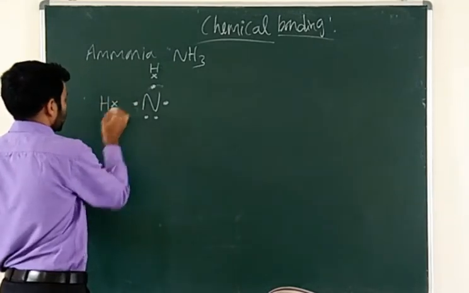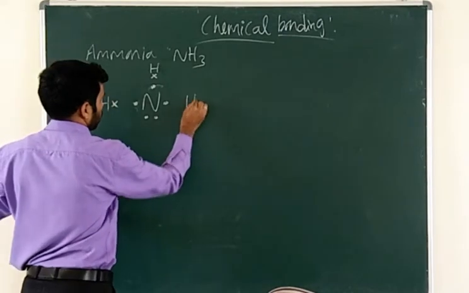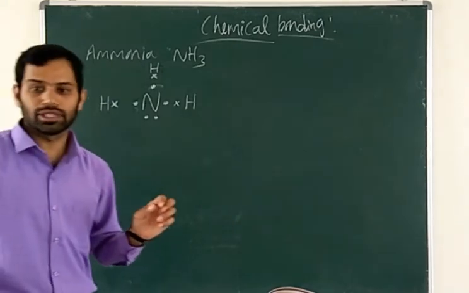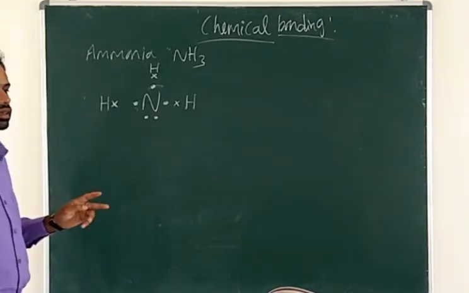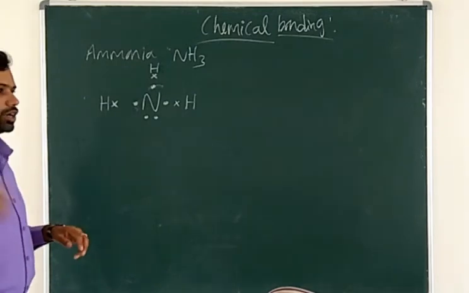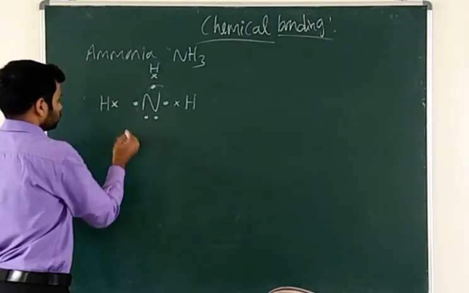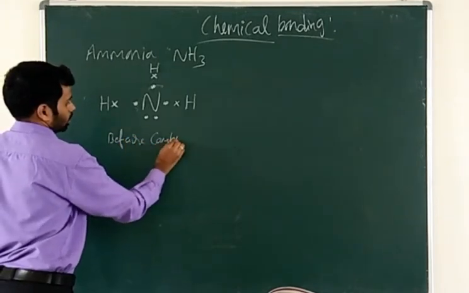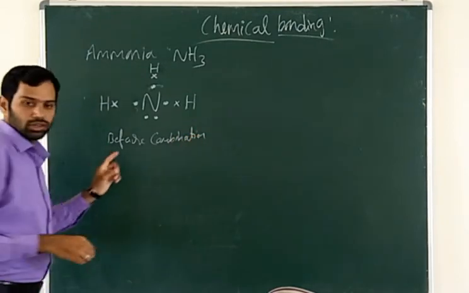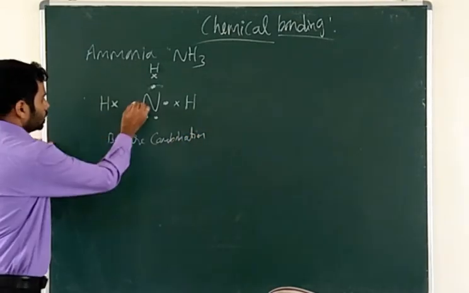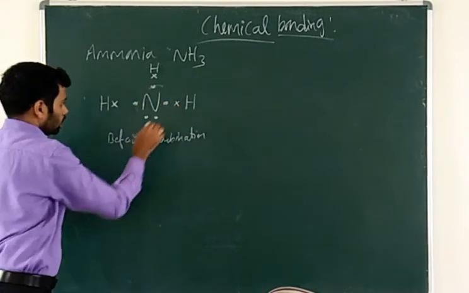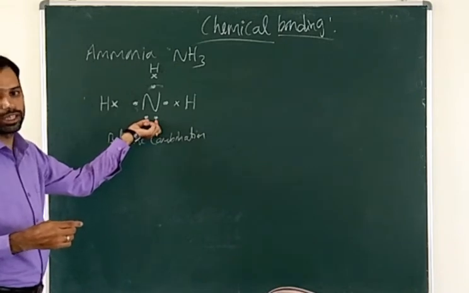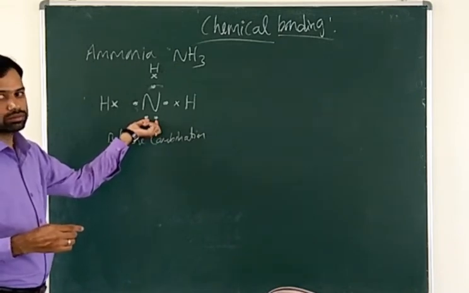How many hydrogen atoms are there? 3 hydrogen atoms. So this is before combination. Can you see the board? Now look at that. At each corner, 3 electrons are written, and 2 electrons are written separately. Like that only you should write. Clear?